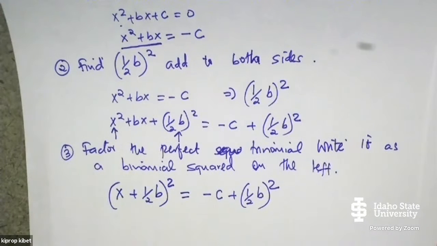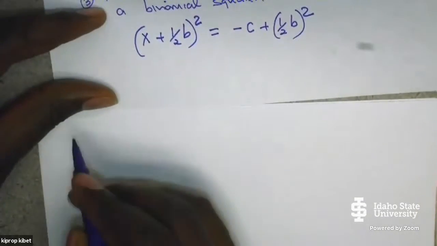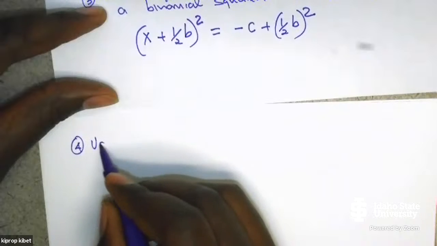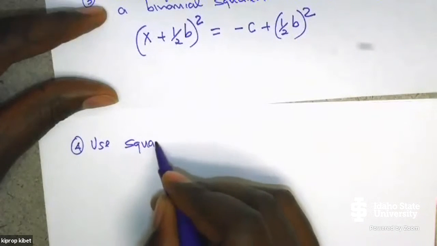Now from there, if we still remember what we did in section 9.1, what do we use? We use the square root. Perfect. So from there, number 4, we use the square root.